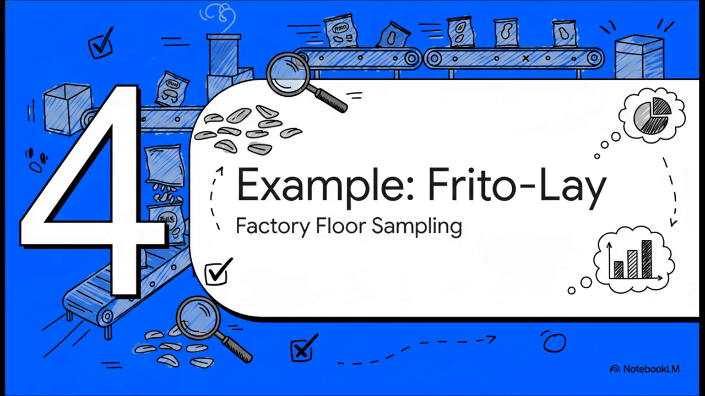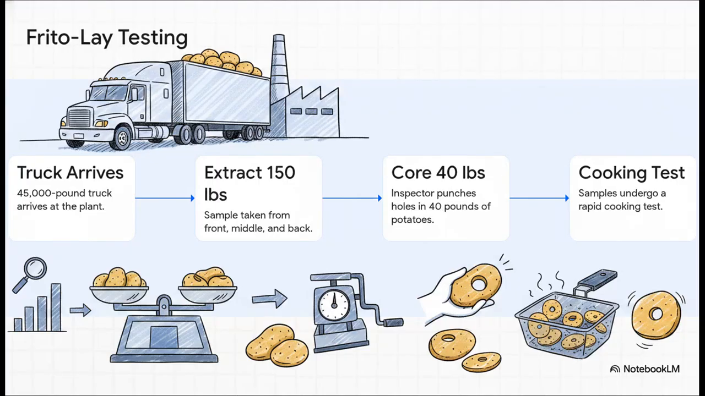Okay, let's step away from the abstract theory for a minute. Section 4, real-world example, Frito-Lay. We're going to anchor these concepts right on the bustling factory floor of a massive manufacturing plant to see exactly how this works in practice. So imagine a massive delivery truck hauling 45,000 pounds of raw potatoes pulling up to the Frito-Lay plant. They don't just blindly unload the whole thing and hope for the best. First, a 150-pound sample is carefully extracted from entirely different locations within the truck. We're talking some from the front, the middle, and the back.